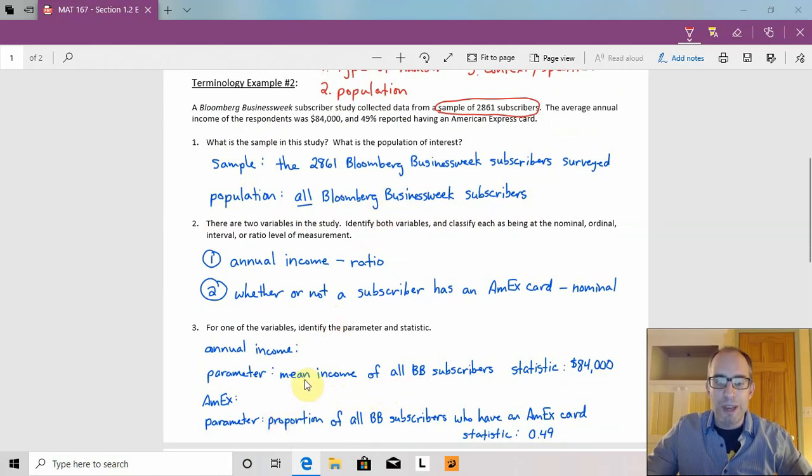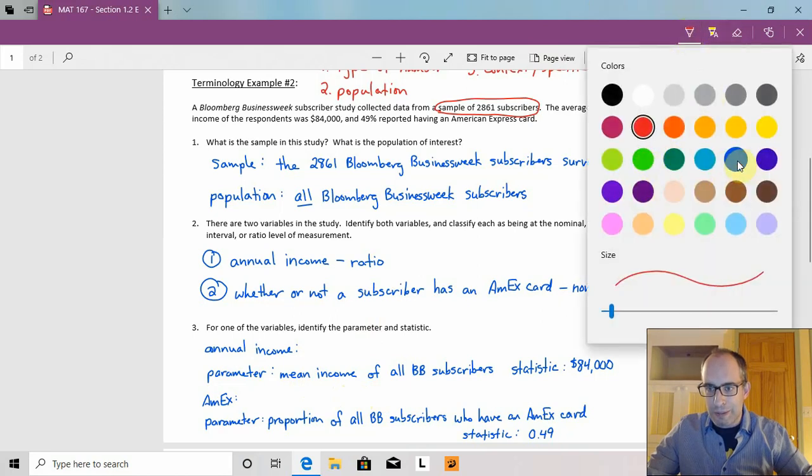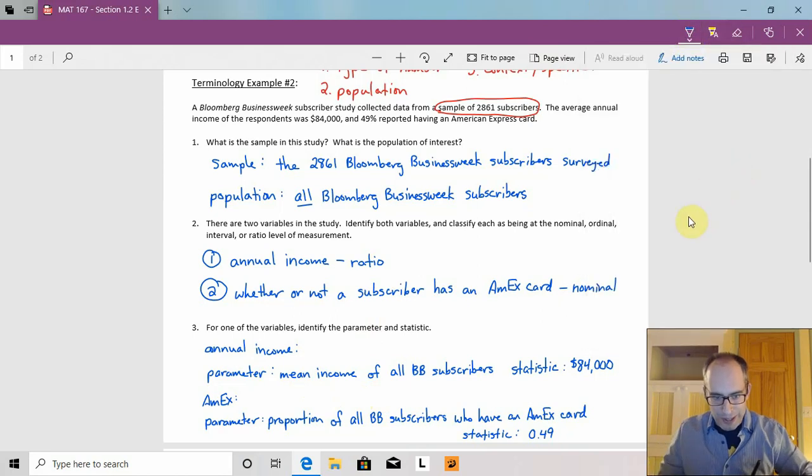So it should be mean annual income. I missed a word. So that really ought to be in there. And I guess I could add that in. So make it blue so it fits together. So mean annual income. There, that's better. Of all Bloomberg Business Week subscribers.